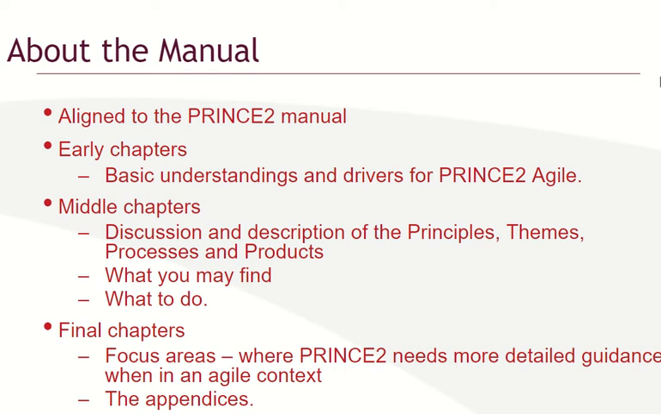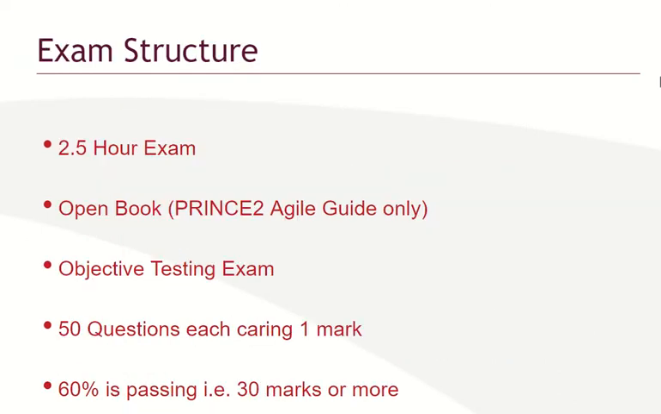Let's go. So this is the manual. The exam structure. The exam is a 2.5 hours exam. It's an open book exam, meaning you can use the Prince2 Agile guide only, which sometimes you can find to download from the website, but it is advisable you buy the e-copy from Axelos.